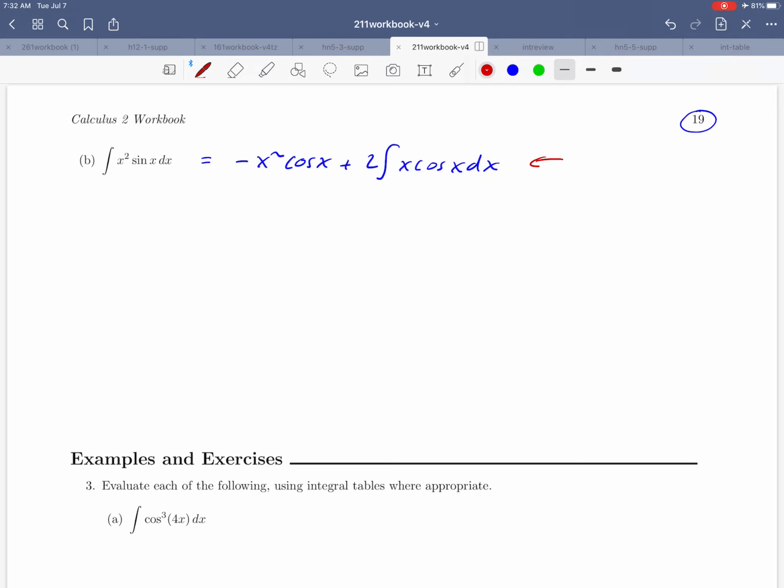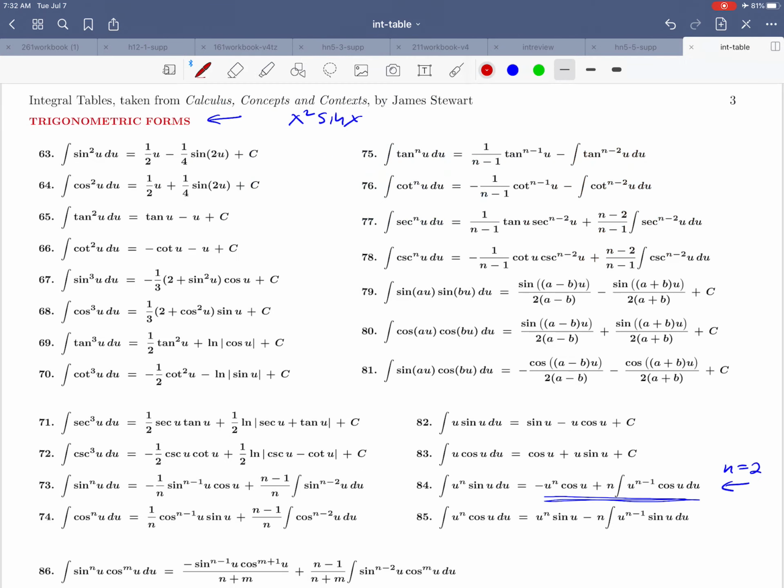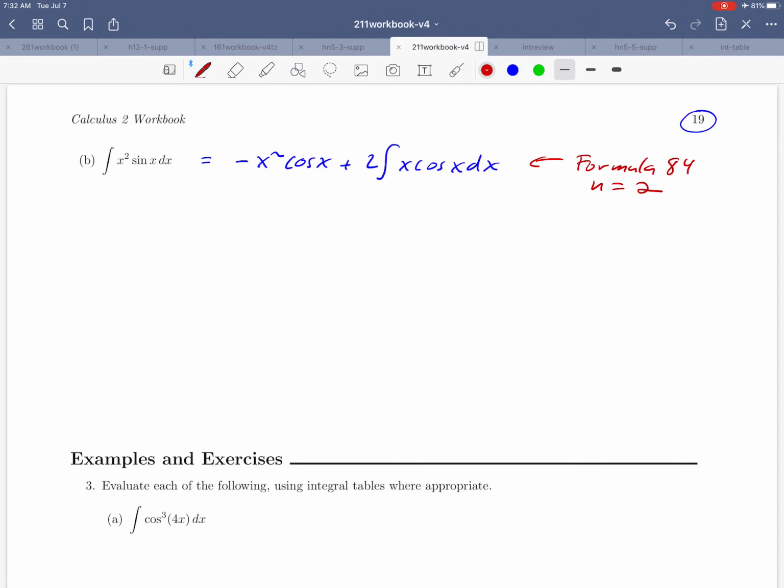I'm going to remind you where this came from. This came from formula 84 using n equals 2. I want to just sneak a peek back at that. So these n's that you saw here, n and n minus 1, this one became a 2 and this one became a 1, if you're wondering where those powers came from. So far, that's where we're at.